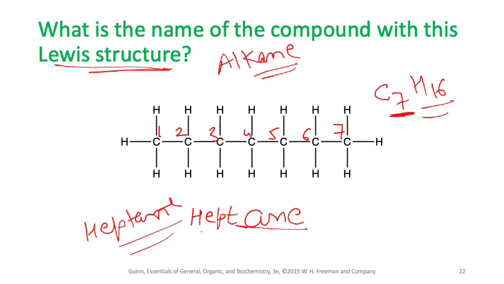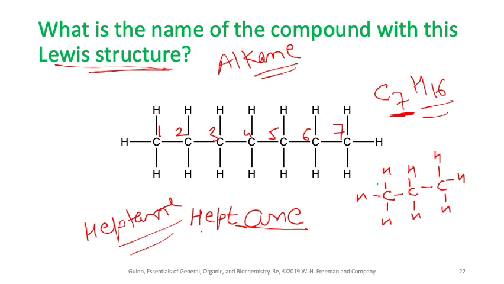So this is how you normally name any alkane. Let's take one more example on the same slide. If I have C, what's the name of this organic compound? The first thing that you need to figure out is that all of them are single bonds. This is an alkane. I need to write the name according to the alkane.